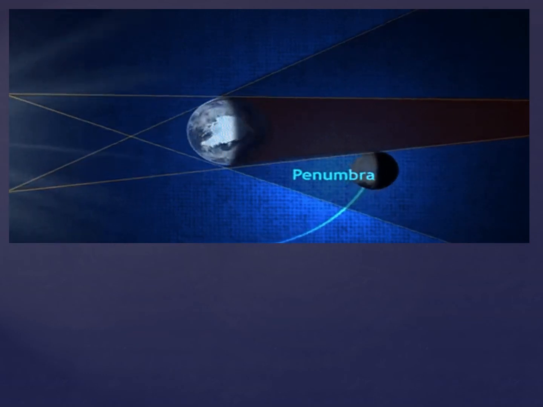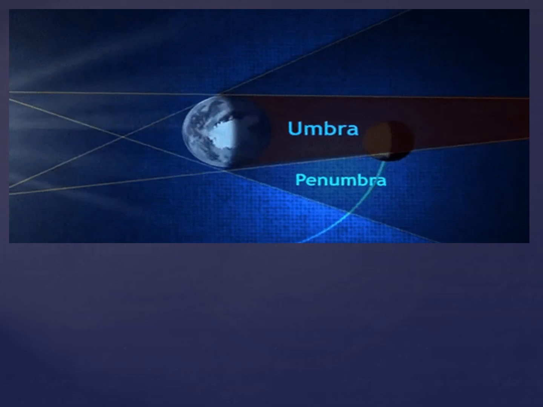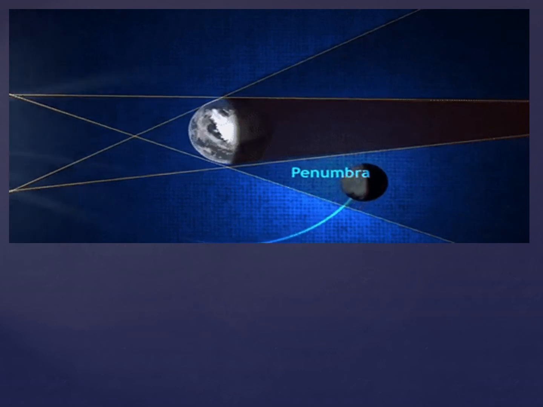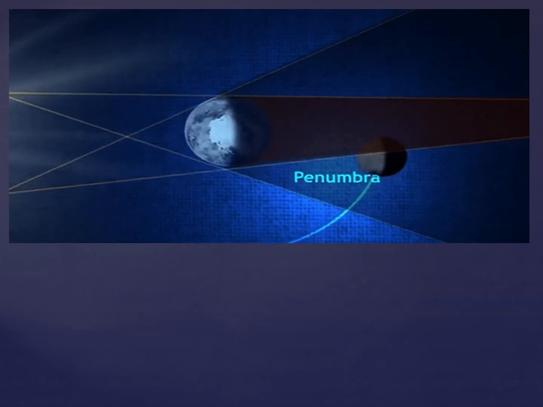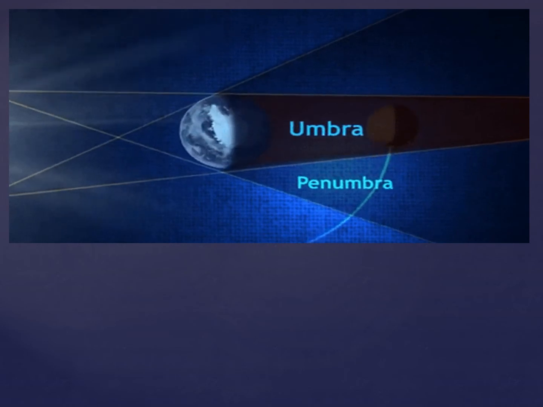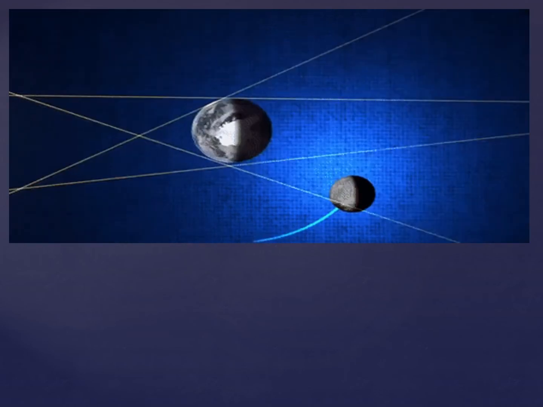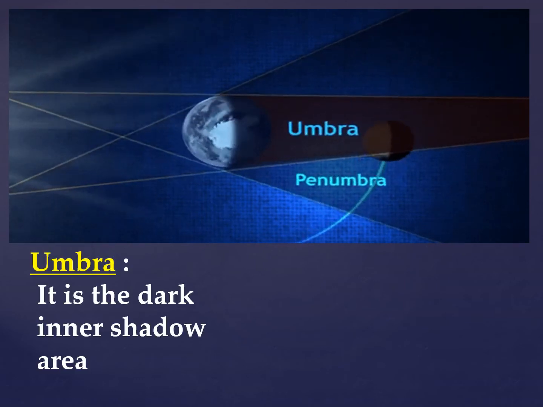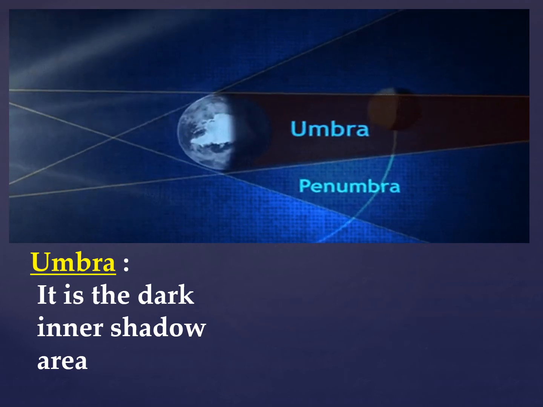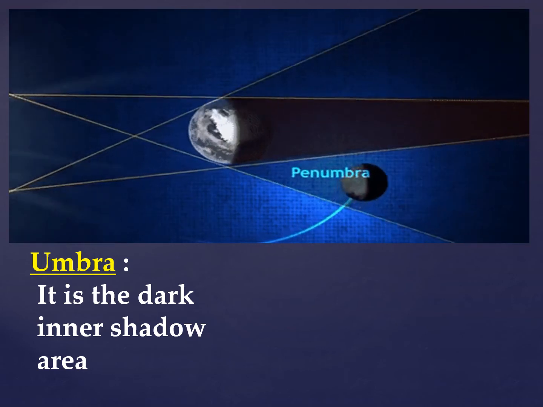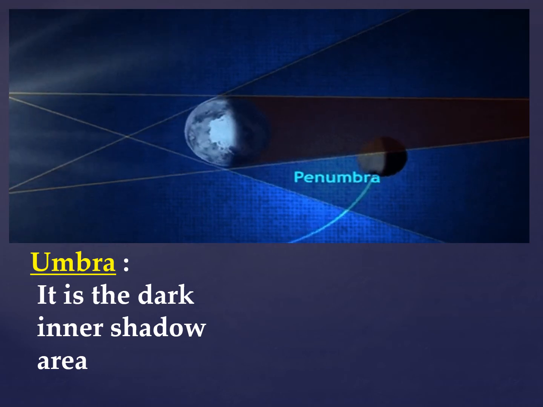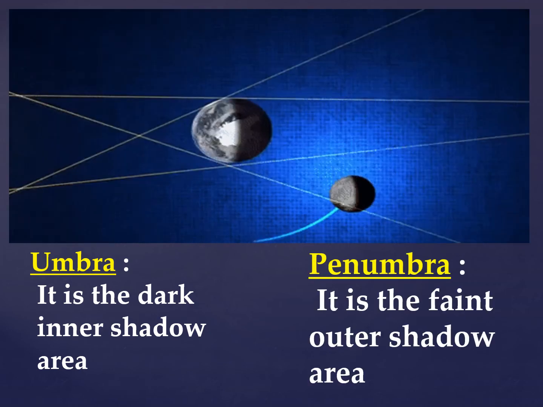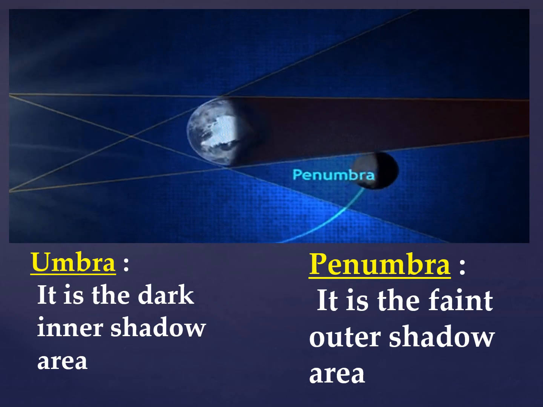Okay, of course, in lunar eclipse, we have the two shadow areas, which are Umbra and Penumbra. Who can remember the meaning of the word Umbra? Okay, Umbra is the dark inner shadow area. What about the meaning of Penumbra? Okay, Penumbra is the faint outer shadow area.